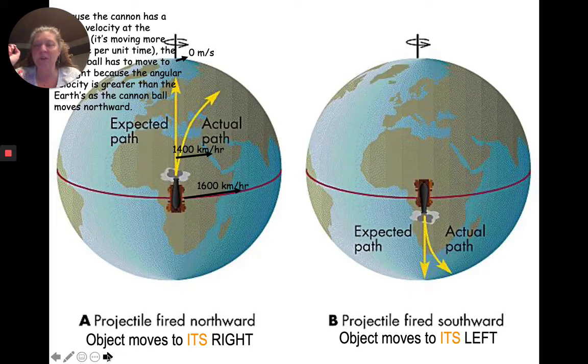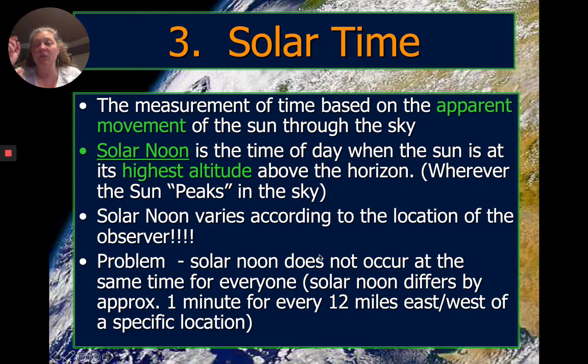Okay, solar time. We've talked about this, all right? Solar noon varies depending upon your longitude. This is a phenomenon of Earth's rotation: dark, light, day, night, solar time. Been there, done that, okay? This measurement is based on the apparent movement of the sun through the sky.